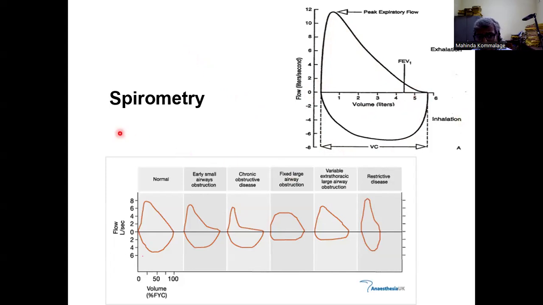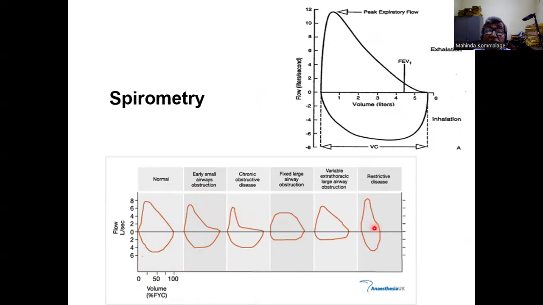This measurement we call spirometry. Using a special instrument, we can get this graph, right? Spirometry basically measures the volume, direction and time. This is the normal shape, but this shape might vary in certain diseases. There is a special practical for spirometry, so I will not explain the shapes here. These are some abnormal shapes in different conditions.